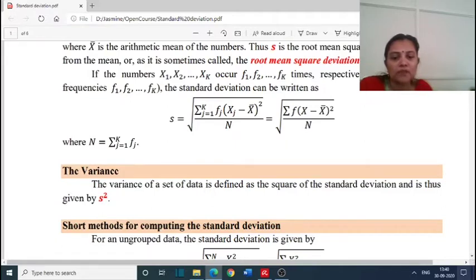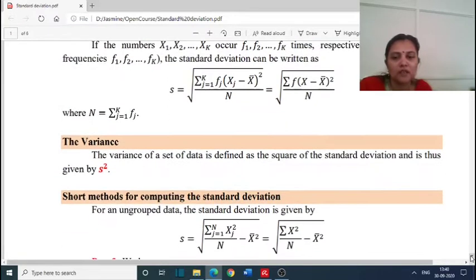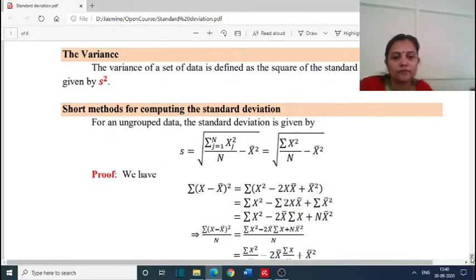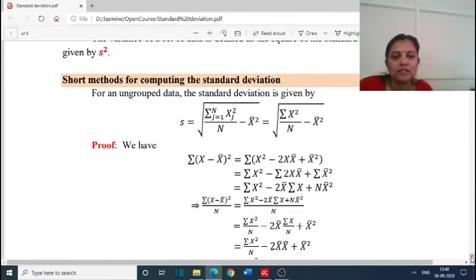Short methods for computing the standard deviation. For an ungrouped data, the standard deviation is given by s equal to the square root of sigma j equal to 1 to n xj whole square by n minus x bar whole square, which is equal to sigma x square by n minus x bar square. Now we are proving the result.